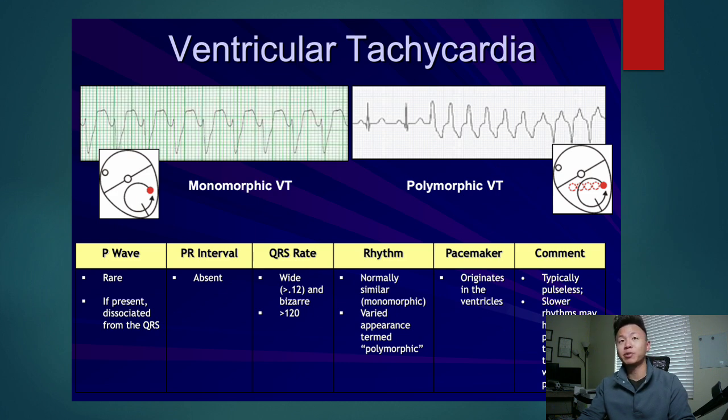Now, depending on how this patient looks, most of the time this patient is going to be pulseless. If not pulseless, we have to synchronize cardiovert. If the patient is pulseless, we got to start CPR, start our compressions, and then ultimately the only fix for this is going to be that synchronized cardioversion.